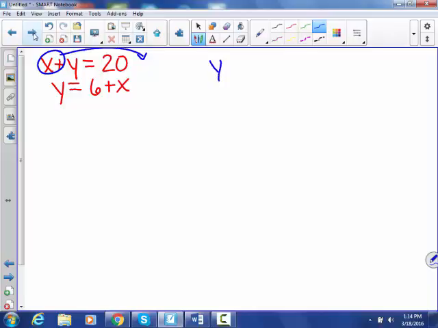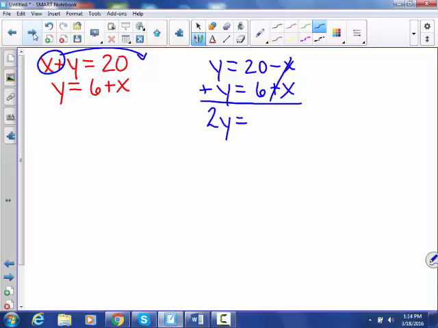So she says she would move this over here because that one is there. So her first equation would say 20 minus x, and her second equation would say 6 plus x, and now they're lined up, so now she can add them. The x's cancel out. They do, so that's good news. Now, how many y's are there? 2. So it's 2y equals 26. Divide by 2. So y is 13.